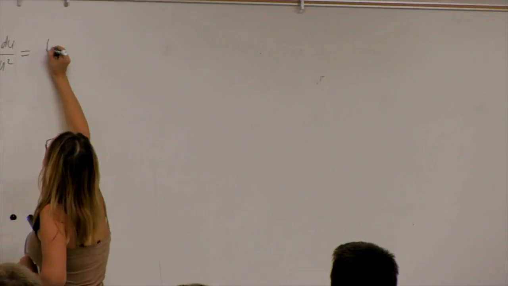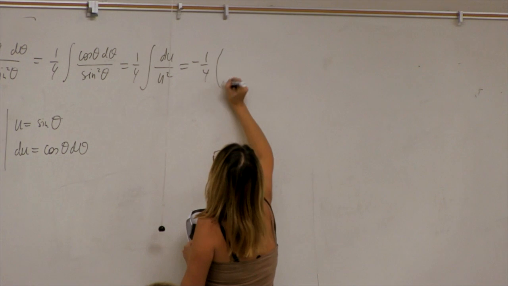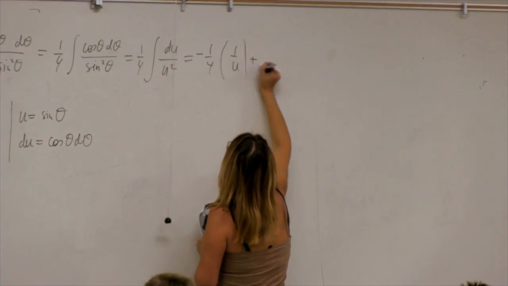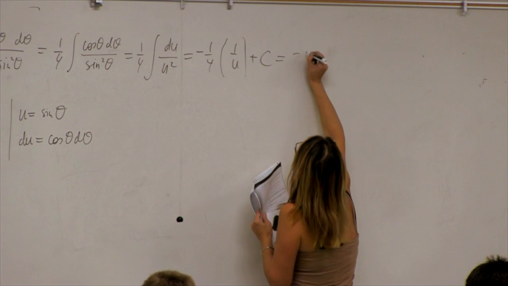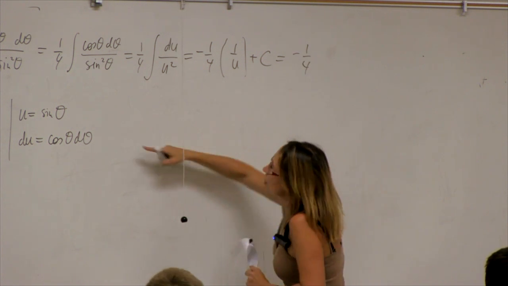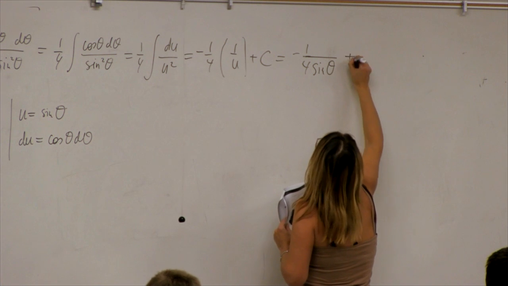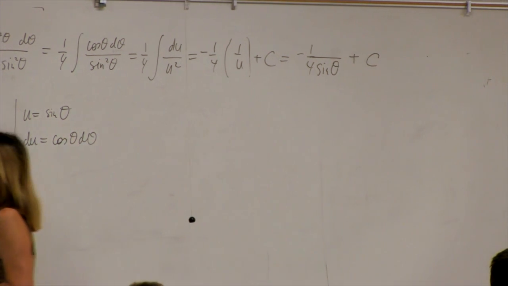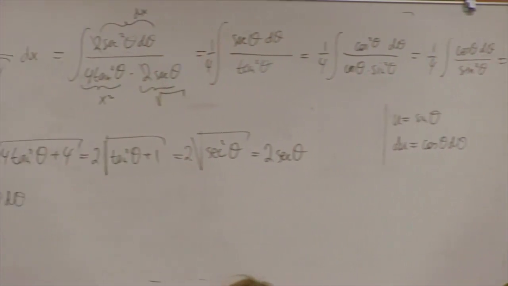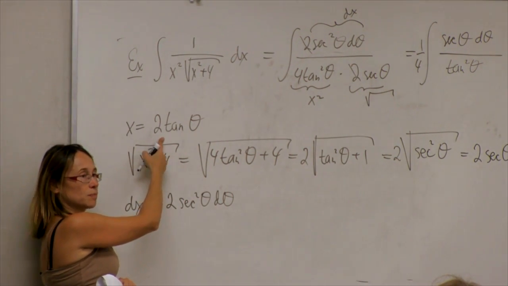So minus 1/4, 1 over u plus c. Okay. Now I remember what is u. What is u? U is sine theta plus c. So all I need to do is to express sine theta in terms of x. So I go here and I see, oh no, I don't know sine. I only know the tangent.